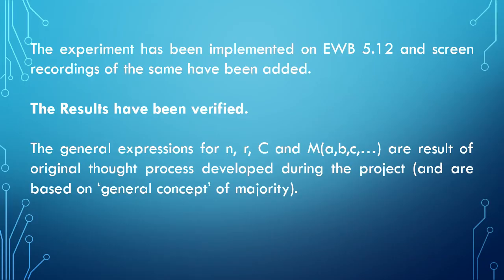So the experiment has been implemented on Electronic Workbench 5.12, and the screen recordings of the same have been added. The results have been verified. The general expressions for n, nCr, and r are the result of an original thought process developed during the project and are based on the general concept of majority.